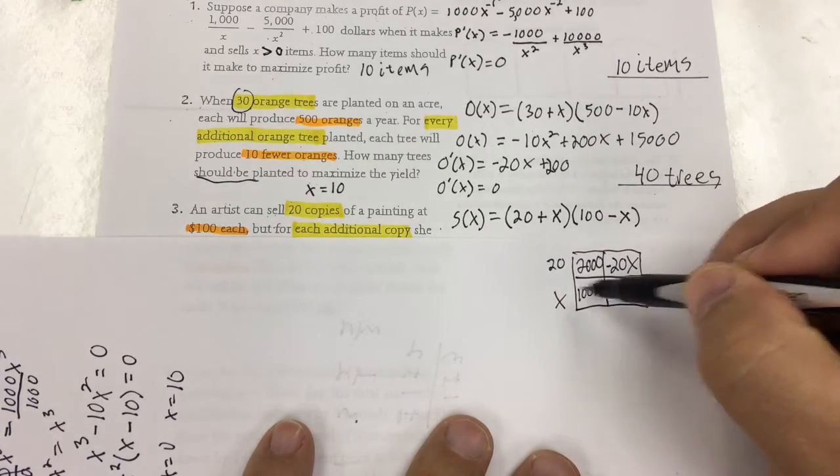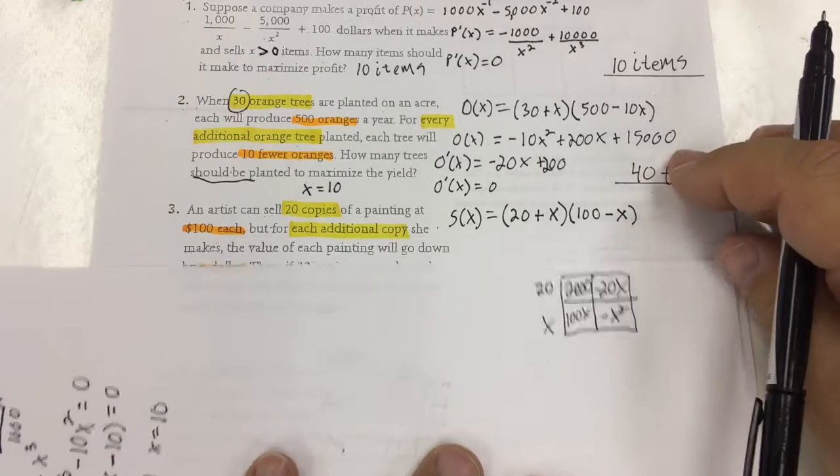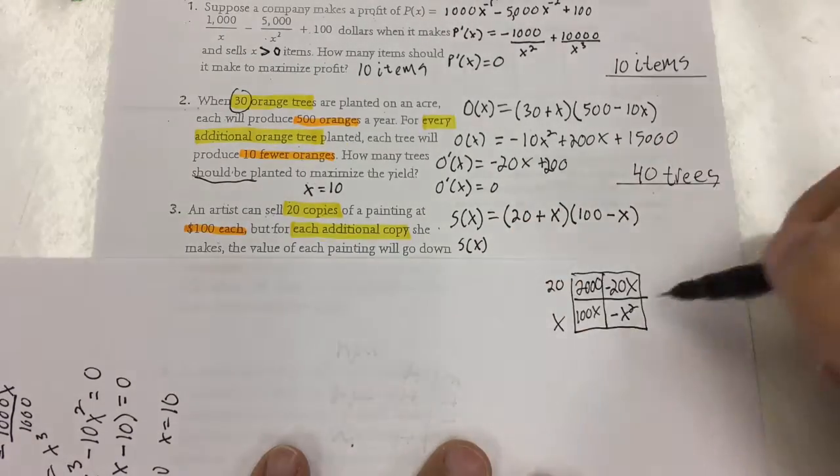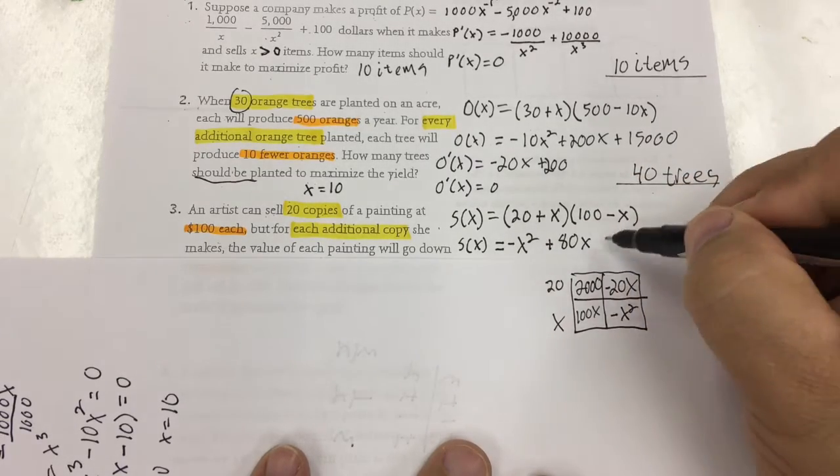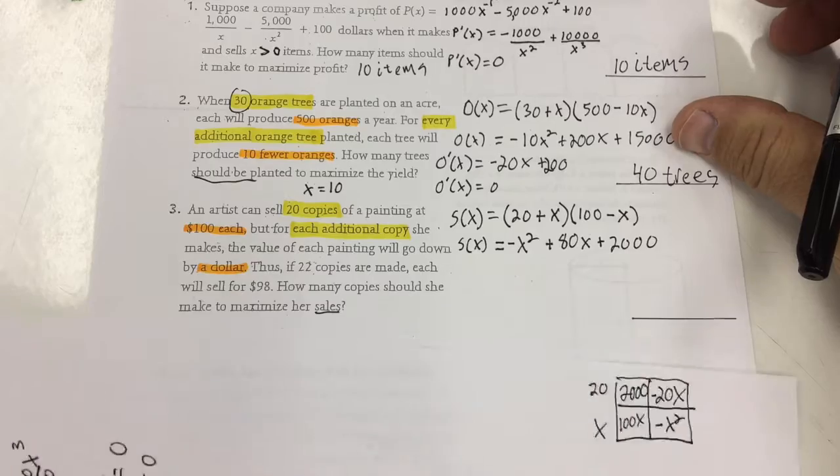We're going to take the derivative of that and then set the derivative equal to 0. So s prime of x equals negative 2x plus 80. Set the derivative equal to 0. That would give me 2x equals 80, or 80 equals 2x. So that's going to give me x equals 40.